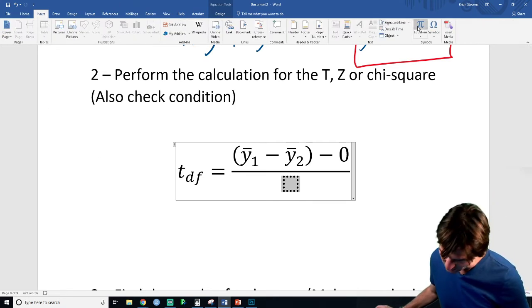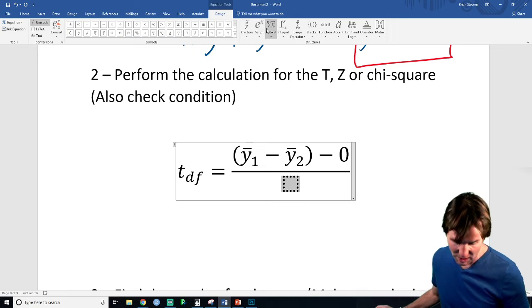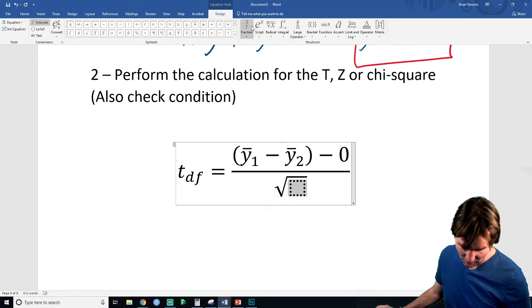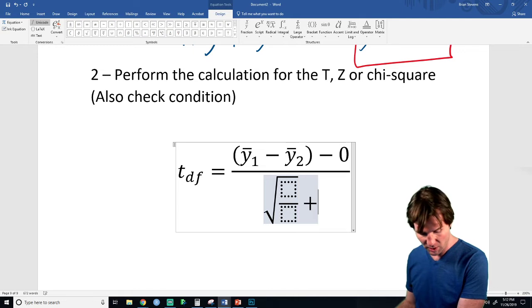So let's put in our remainder, which is the standard error of the difference between the means. Maybe we'll write a side note down here that this is the standard error of the difference between the sample means, and let's add it in. We're almost done, we've got almost all the spots we need on this.